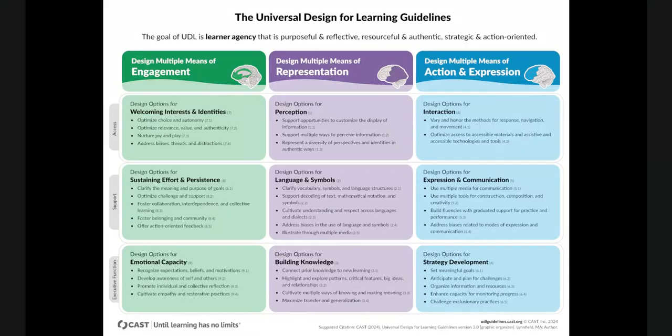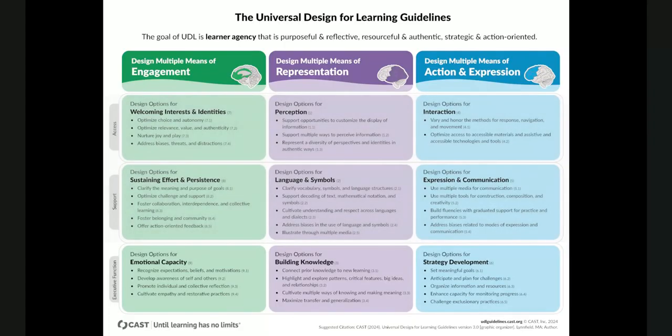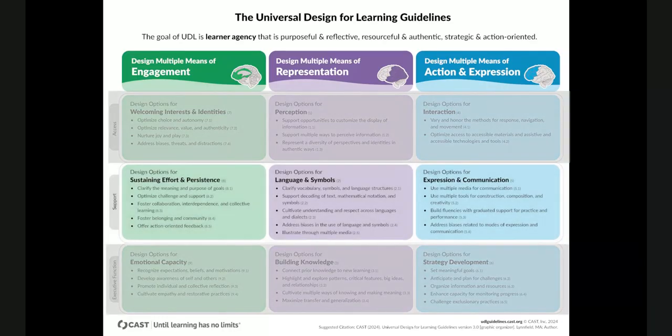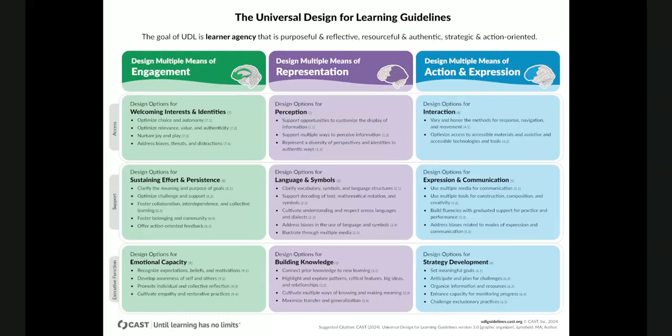Now here's something that often goes unnoticed, but is crucial: the horizontal structure of the guidelines. The guidelines are organized into 3 horizontal rows: access, support, and executive function. This layered structure shows how we move from simply getting learners in the door to helping them persist and finally to developing agency. Let's break that down.